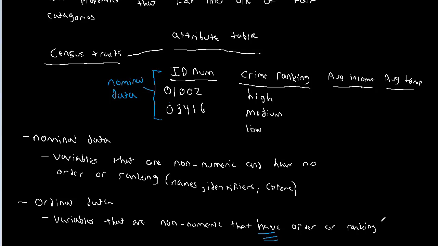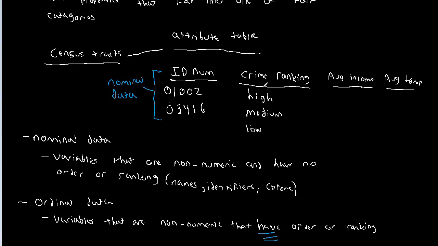We know that gold is better than bronze and silver, but we can't say it's twice as good or that bronze is half as good as silver, right? We can't do any math there. They're non-numeric, right? You could say first, second, and third, right? Even though we're representing them with a number, they're still non-numeric in the sense that we can't do math on them.